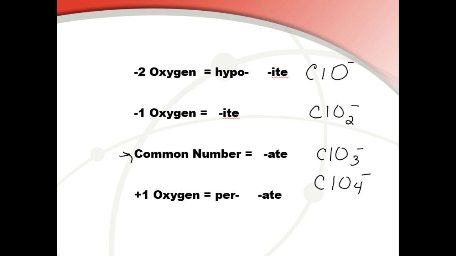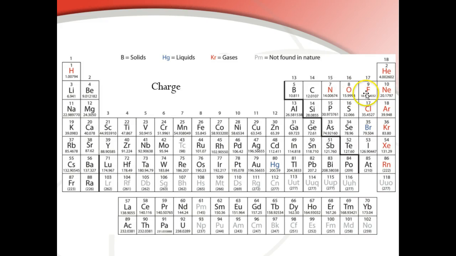Now notice that all of the charges are the same, right? Every type of chlorine-based polyatomic ion has just a -1 charge. That makes it very nice because we can go to the periodic table and figure out some of the charges. So not only can we figure out the number of oxygens, but we can also figure out the charge. So looking at the periodic table, I guess oxygen and fluorine don't make polyatomic ions, really.